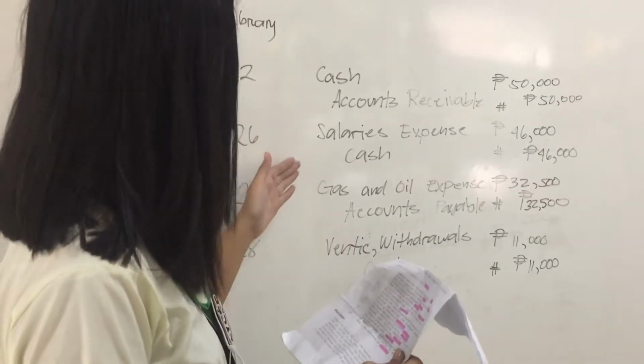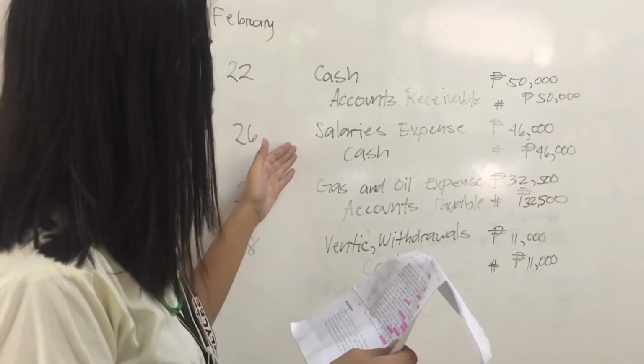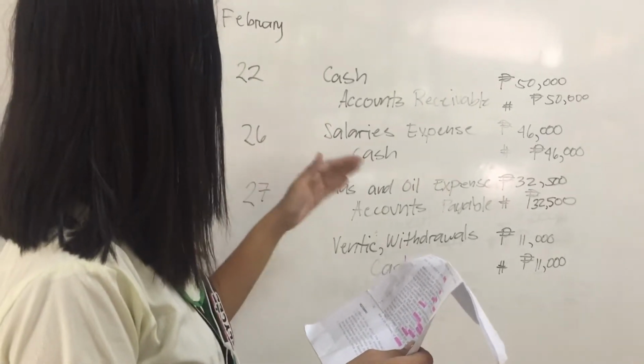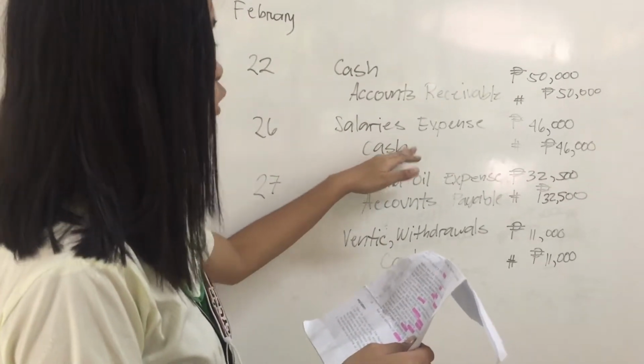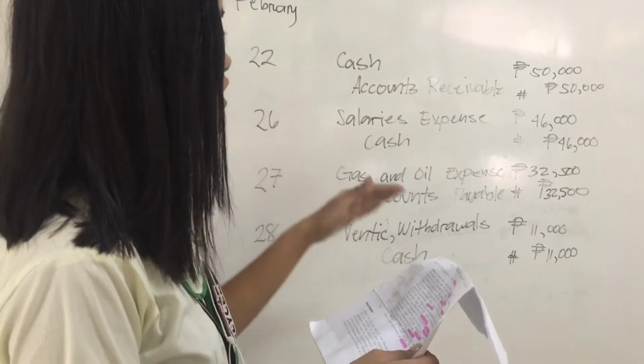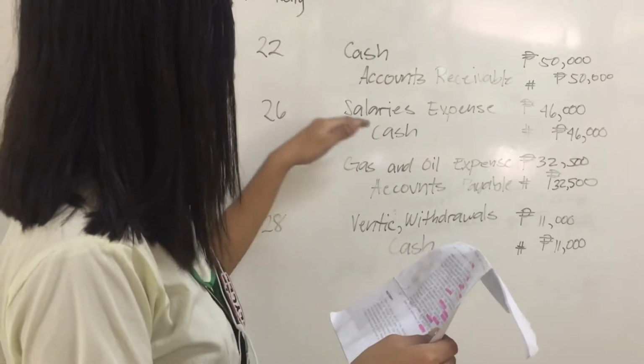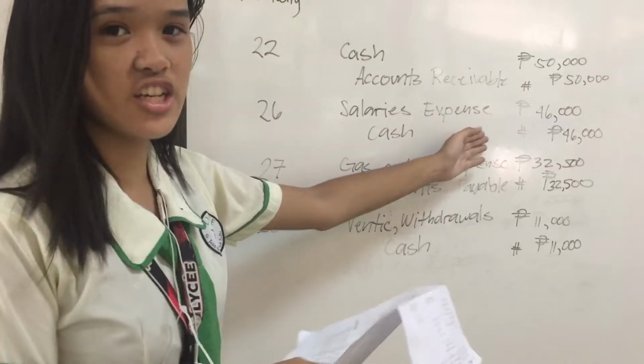So, your debit is salaries expense since kiyatagan nimo sila og salary sa mga staff of 46,000 pesos. And in decrease imong cash, mo ni siya imong credit of 46,000 pesos since gibayaran nimo sila. And then end your transaction.